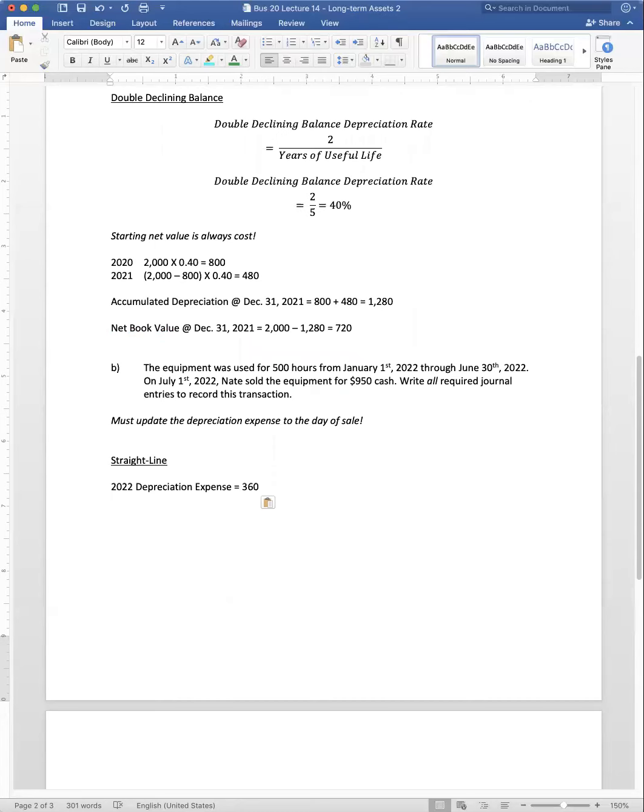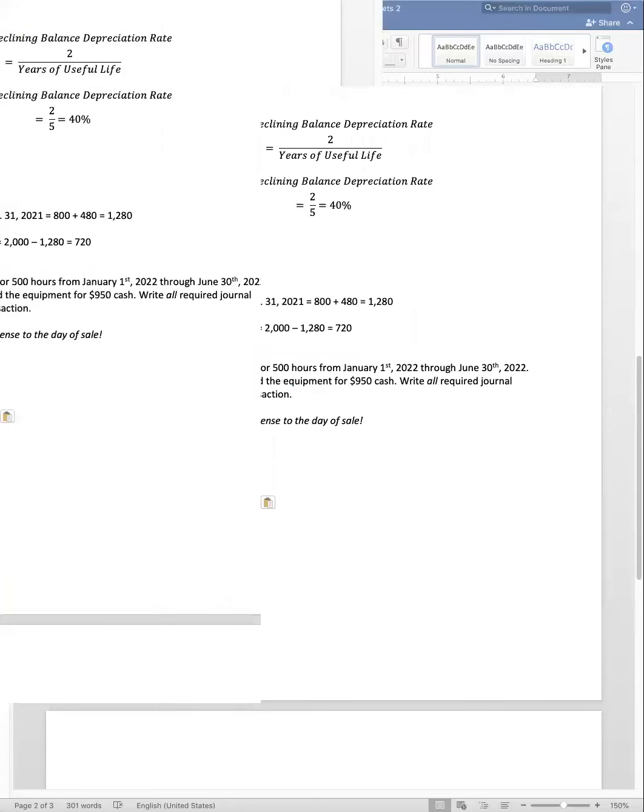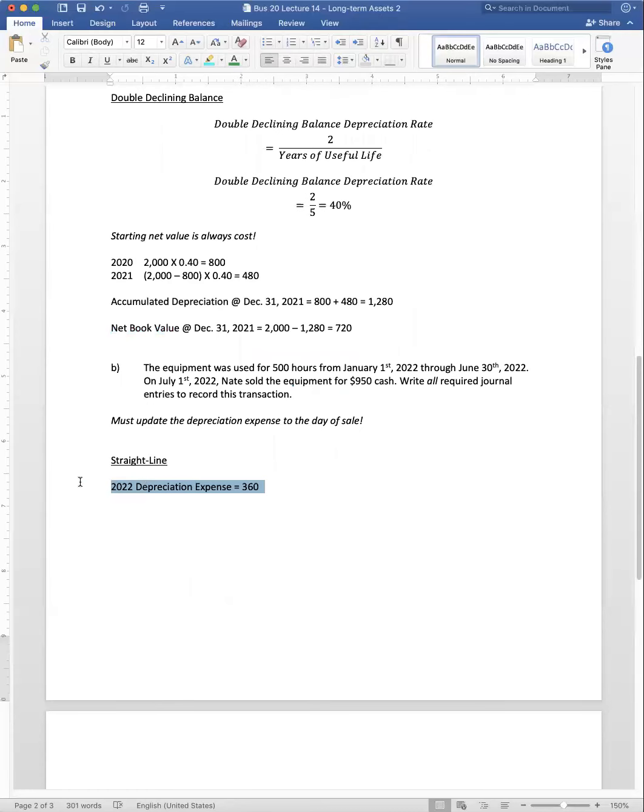So what we have to do is we have to cut down that $360. That's for a whole year, but we've only used the equipment for half the year, or 6/12 of the year. So that means the depreciation expense for that half year is $180, right? So we have to cut it down because we did not use the equipment for a whole year, and $360 represents an entire year.